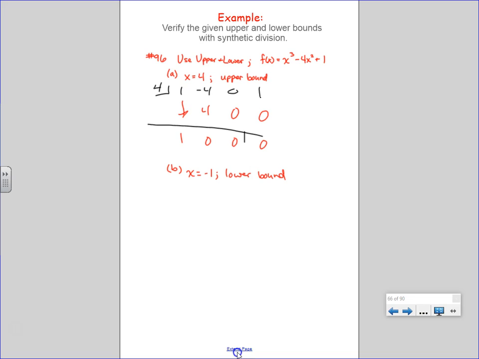Why? Hands up, that's going too fast. But is there any change in sign? No. So by the theorem, is it an upper bound? Check. That's all you have to do.